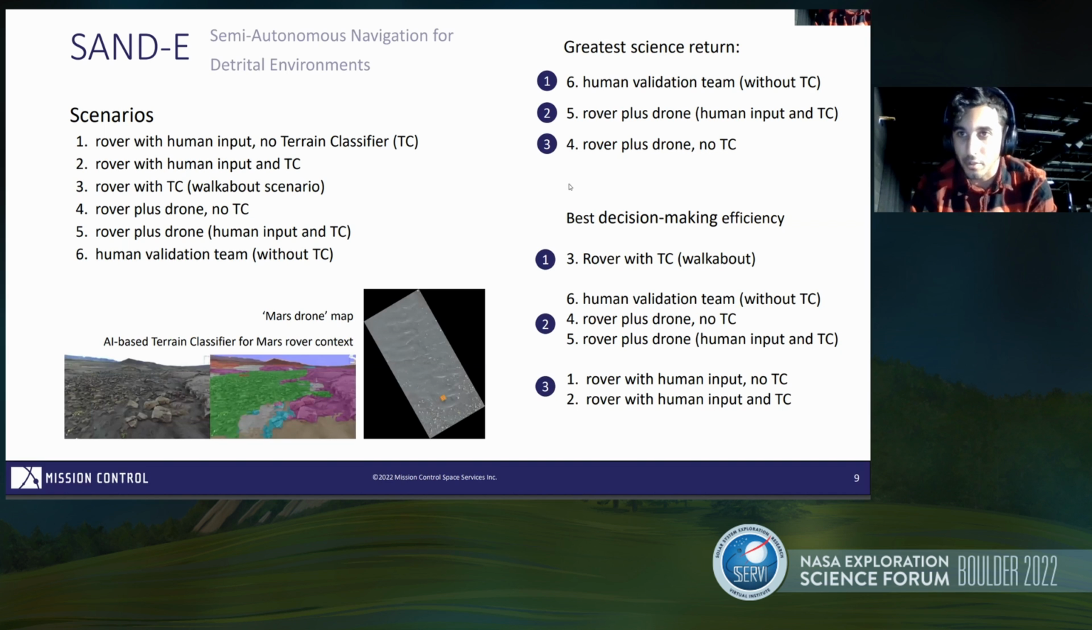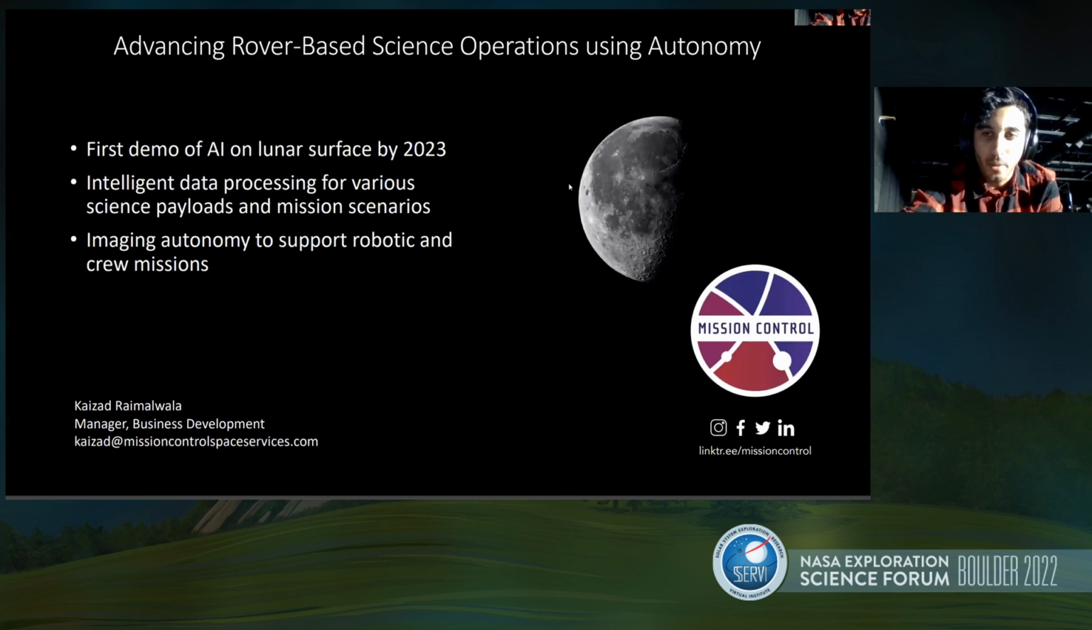So we got some interesting results about science return and decision-making efficiency. I think it was no surprise that, of course, the control team, where field geologists went into the field, had the highest science return. But it was interesting to see the differences here between how the science return and decision-making efficiency is affected. So those are my slides.